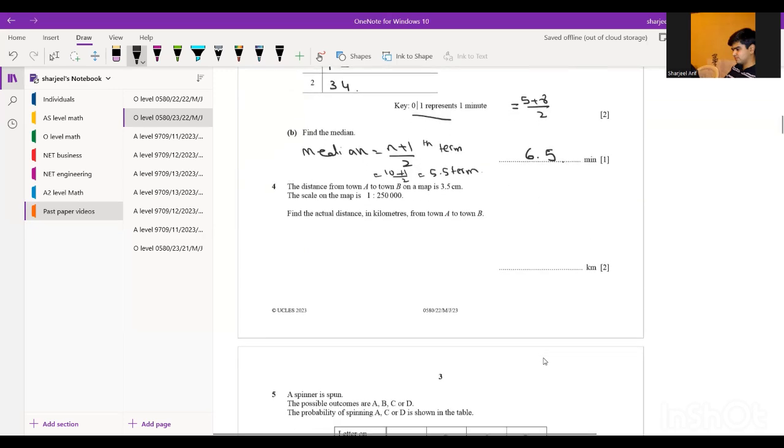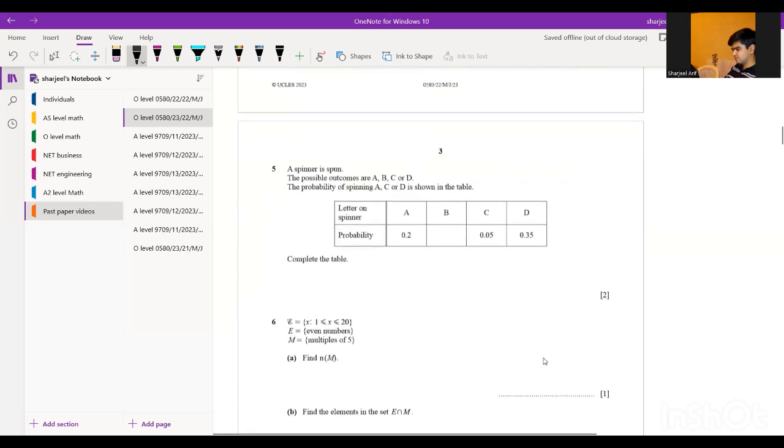For question number 4, we have the distance from town A to town B on the map is 3.5 centimeters. The scale on the map is 1 to 250,000. Find the actual distance in kilometers. So this scale means 1 centimeter is equal to 2.5 kilometers. So we have to find the actual distance represented by 3.5 centimeters on the map. So that would become 2.5 times 3.5 kilometers. And our answer will be 8.75.